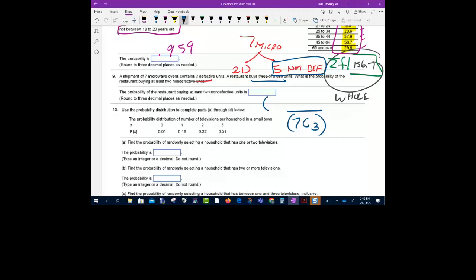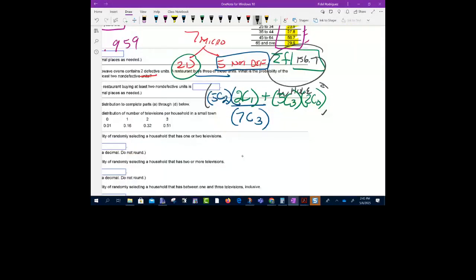So out of the 5 that are not defective, we could choose 2 of them, which means out of the 2 that are defective, we're going to choose 1. Or we could pick all 3 from the non-defective, and out of the 2 that are defective, we're not picking any. Now, y'all, when you do this on your calculator, this is how I recommend that you enter your numbers in, okay?